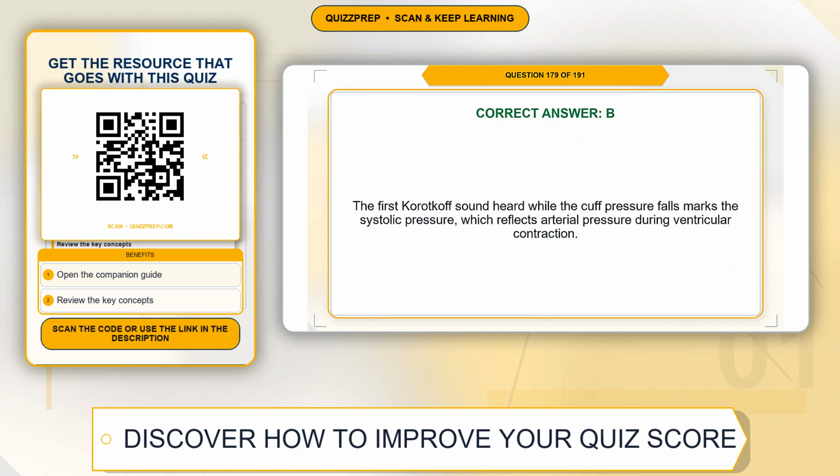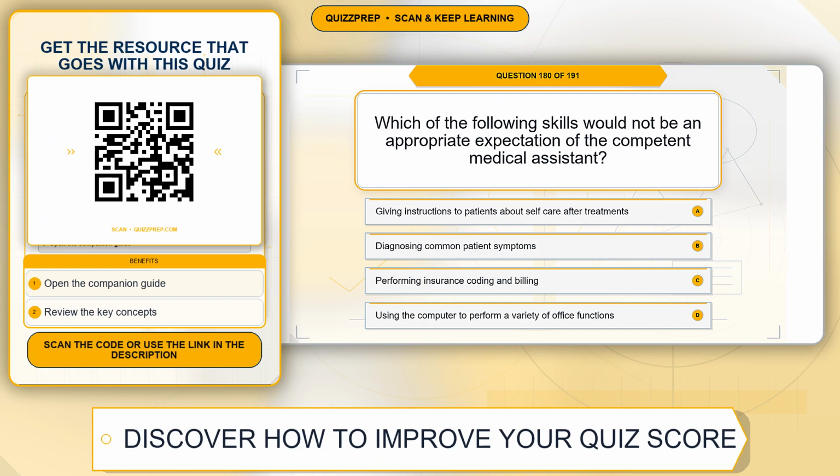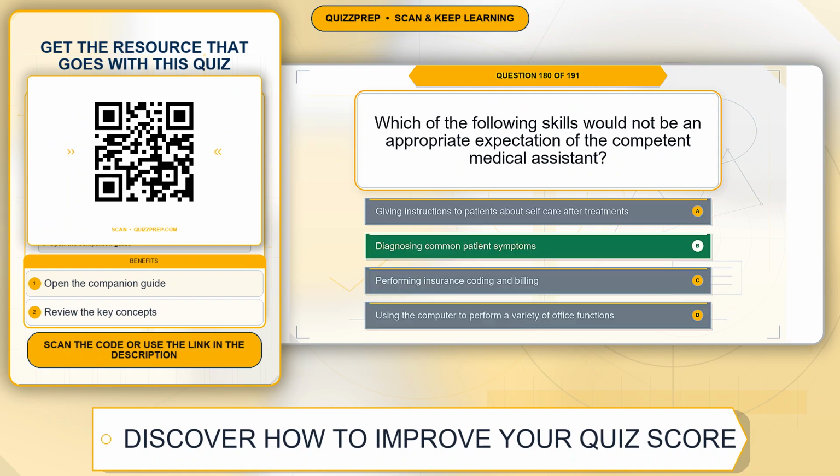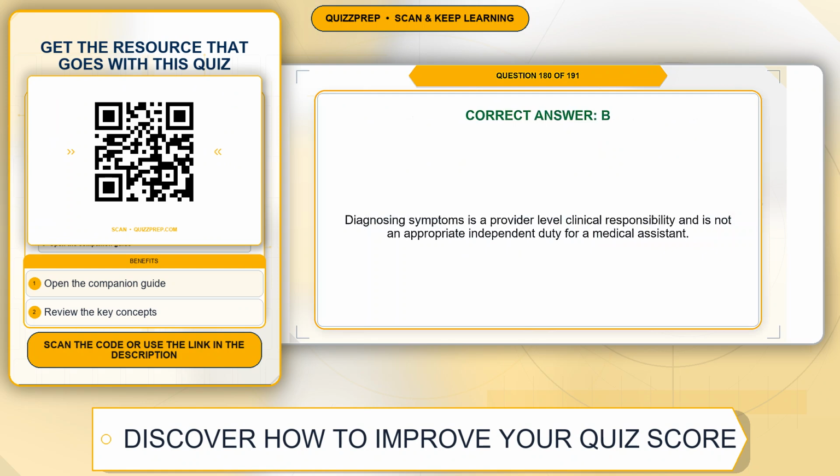Question 180. Which of the following skills would not be an appropriate expectation of the competent medical assistant? Option A, giving instructions to patients about self-care after treatments. Option B, diagnosing common patient symptoms. Option C, performing insurance coding and billing. Option D, using the computer to perform a variety of office functions. The correct answer is option B, diagnosing common patient symptoms. Explanation. Diagnosing symptoms is a provider-level clinical responsibility and is not an appropriate independent duty for a medical assistant.